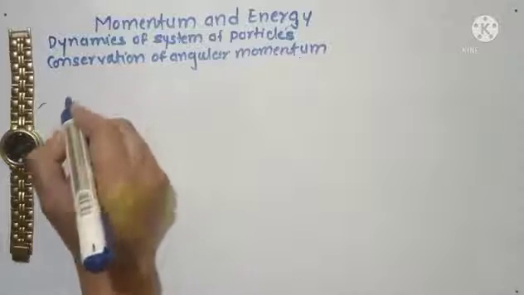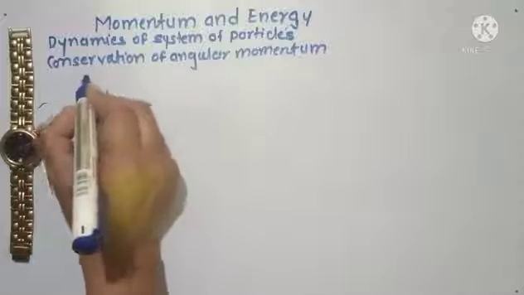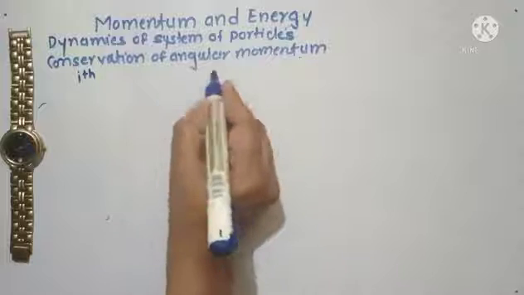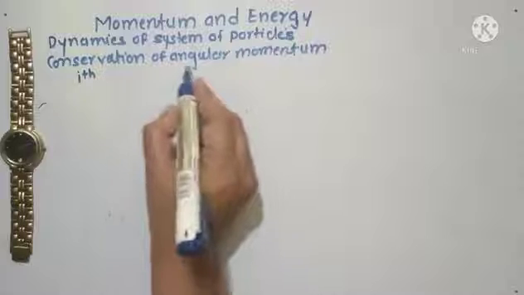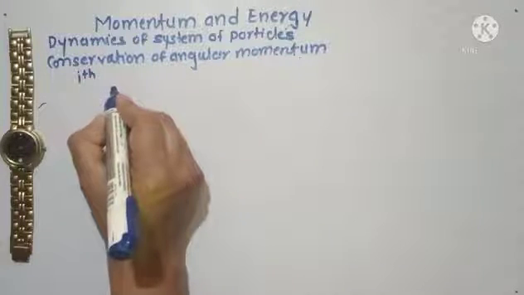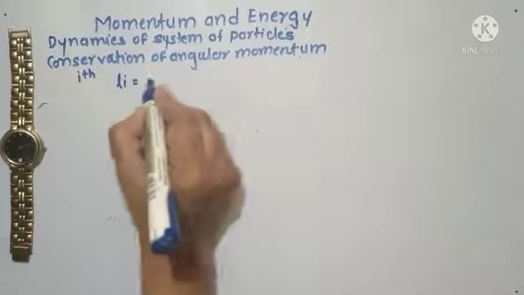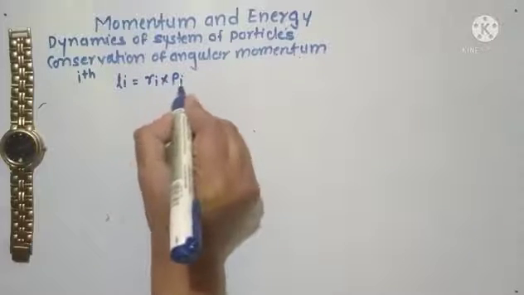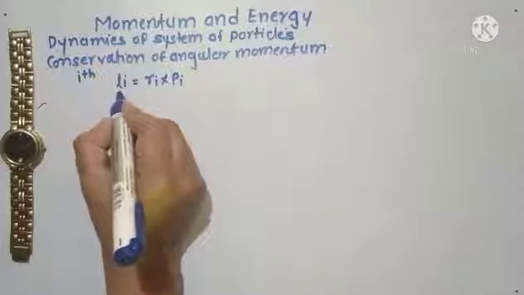Now suppose in a system of the particles there are n number of particles, and we have considered any particle as the ith particle. Now suppose the system is in rotational motion, or if it is following some trajectory path, then it will have some angular momentum, and the angular momentum of the ith particle is given as Li is equal to Ri cross Pi, where this Pi is the linear momentum of that particle, and this is the relation between the linear momentum and the angular momentum.